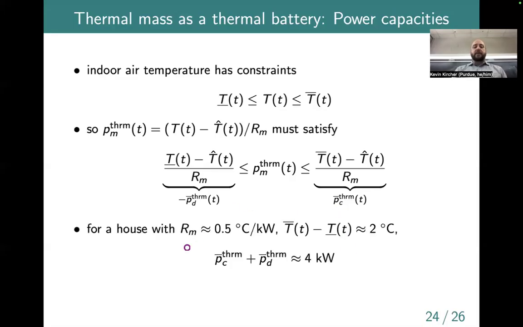Okay, so then if we run the numbers, just guessing a ballpark value of the R and the T limits here, we get about 4 kilowatts of charging and/or discharging power capacity. So the indoor air had this small energy capacity but big power capacity, if it's a battery. And then the thermal mass was the opposite. It has a big energy capacity, but it's hard and slow to charge. So low power capacity.